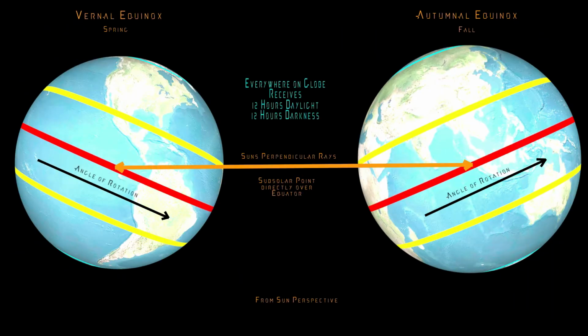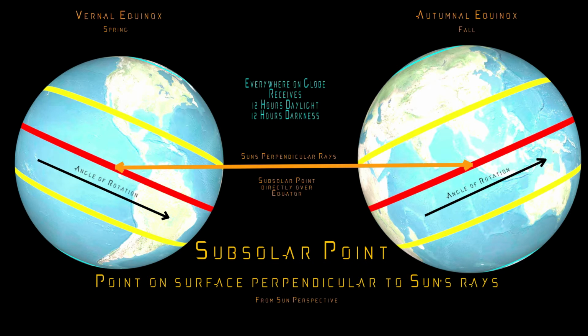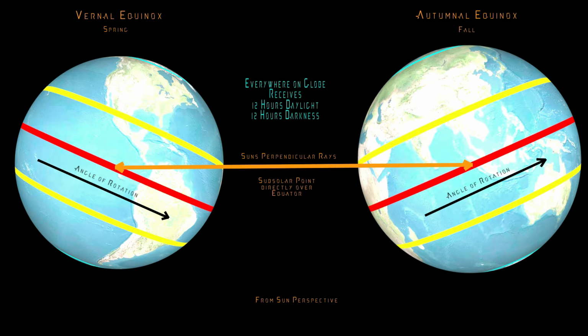Next we come to the equinox, in which the sun's rays are perpendicular to the equator. And when we say the sun's rays are perpendicular to any point on the Earth's surface, that point is known as the subsolar point. So during the equinoxes, that subsolar point is at 0 degrees latitude, which is the equator. In the summer or the winter, it's either 23.5 degrees north or 23.5 degrees south.